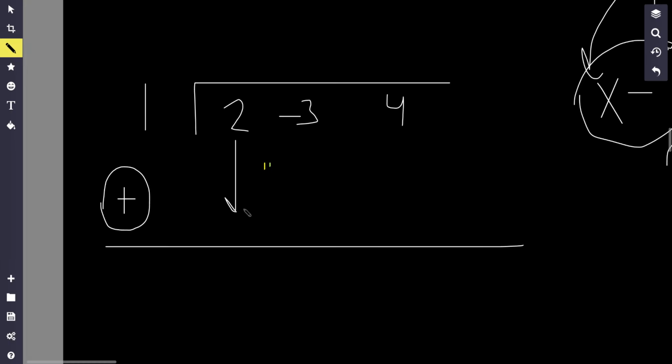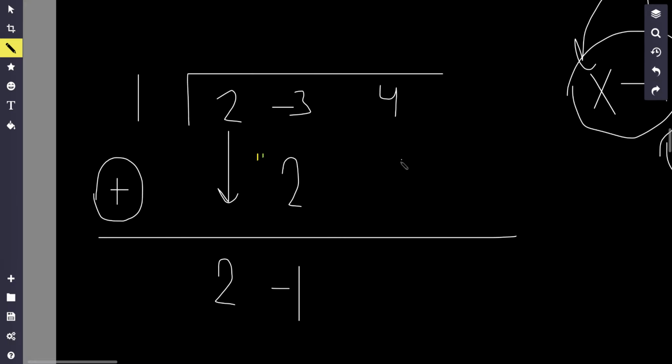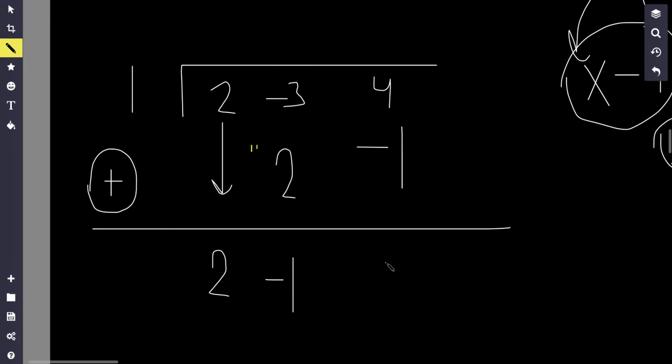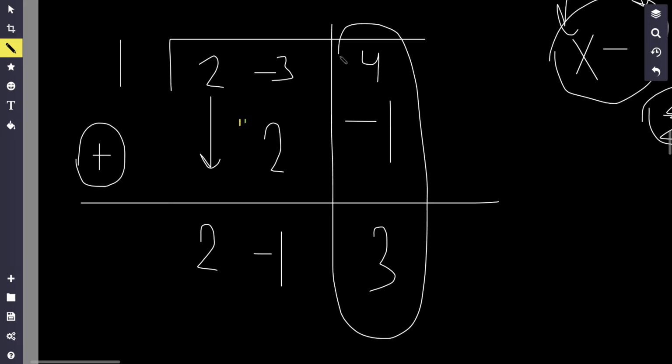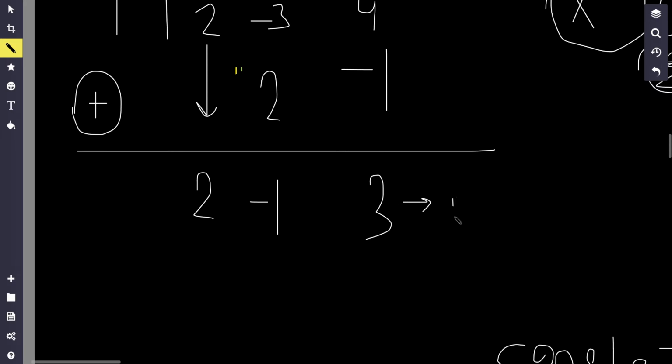What I do first, I bring down my first term, so I get this 2. I multiply my 2 by the 1, so 2 times 1 is 2. Then I'm going to add these two terms together, right? This is why I put this addition sign up there. -3 plus 2 gives me -1. I multiply these two things together. I get -1, right? Because -1 times 1 gives me -1. I add these two terms up, and I get this. Now, your last column represents the remainder. So 3 is actually our remainder for this problem.